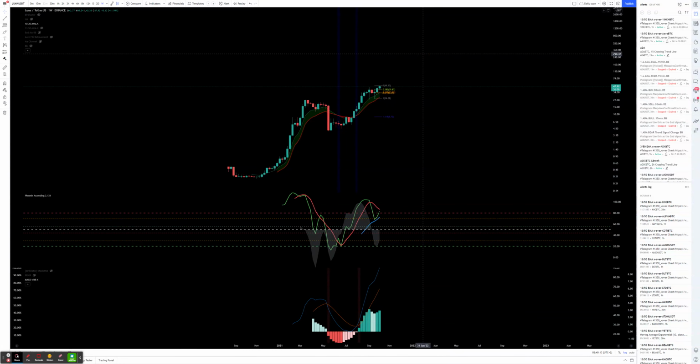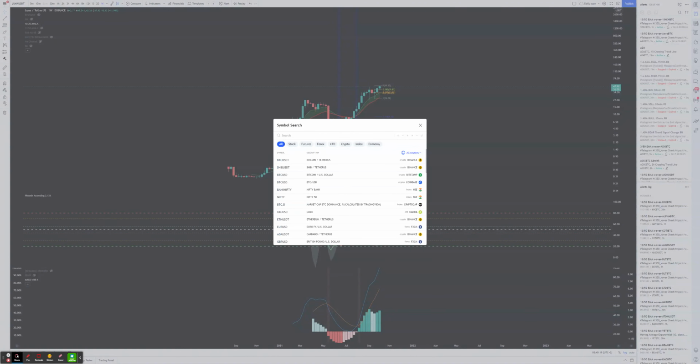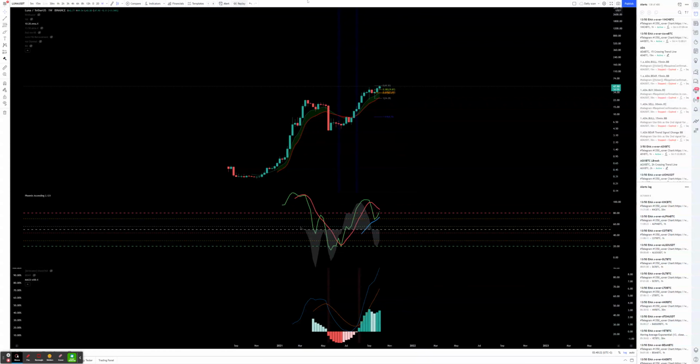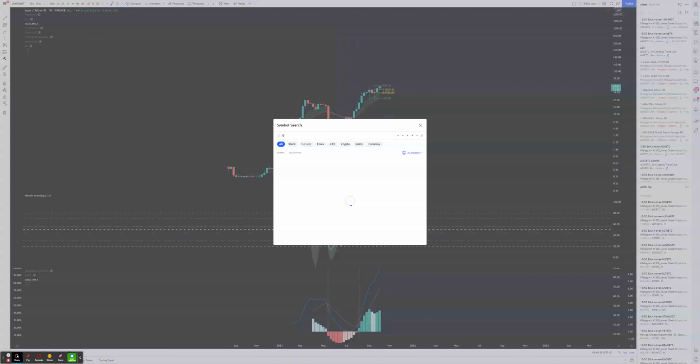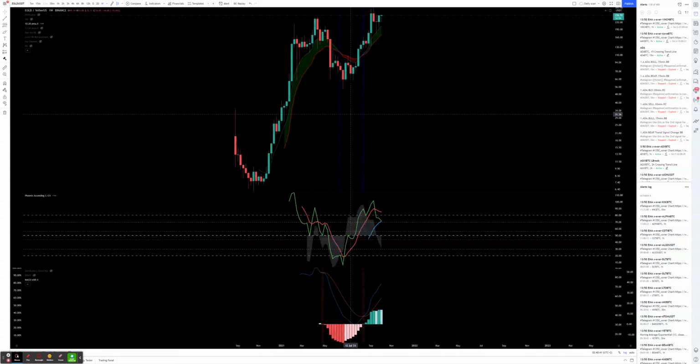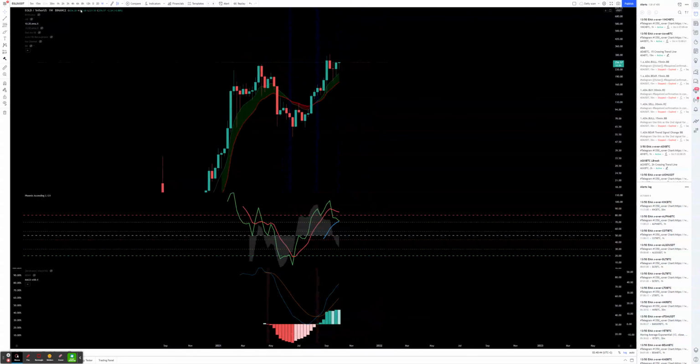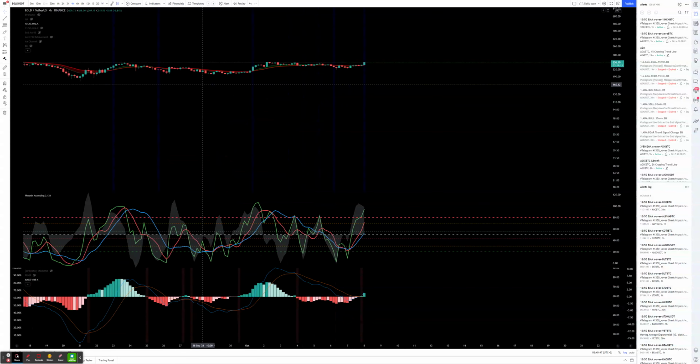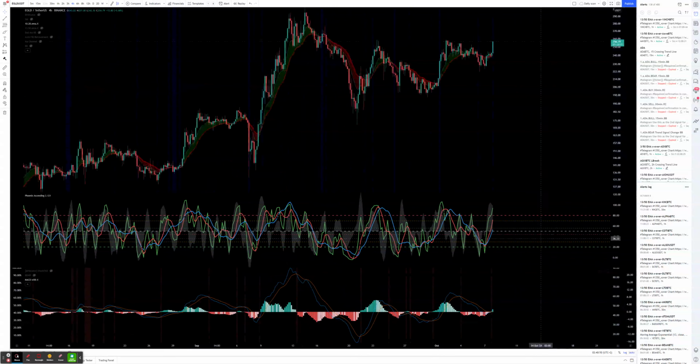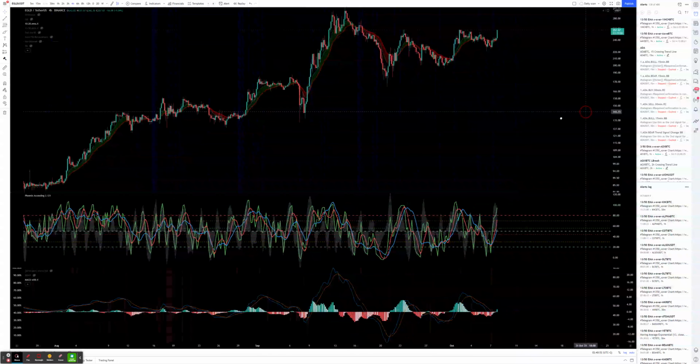REM, actually, what was it? That one just broke out again. Sol, no, it wasn't Sol. So on my chart. Where is it? EGLD, bummer. EGLD is just broken up on a small time frame. Yeah, so keep an eye on that.